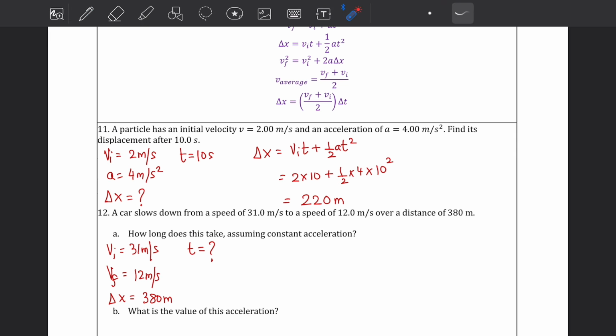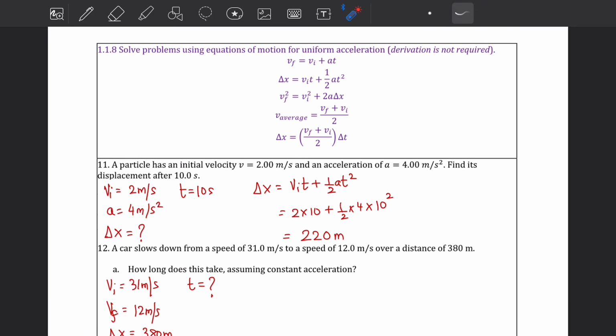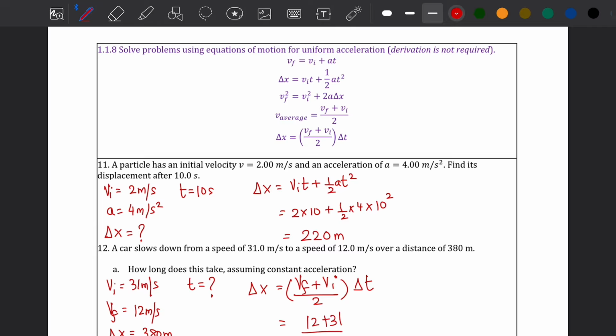So again we check, we have got VI, VF, delta x and t, and we need to choose a formula where all of this comes together, and we can see that happens here. So we'll copy that formula. Delta x equal VF plus VI over 2 multiplied by delta t. So, let's write it in the same order, 12 plus 31 over 2 multiplied by t, and delta x is 380. So we know delta x and we want to find what is t. You can do shift solve on your calculator. We'll get the time as 17.7 seconds.